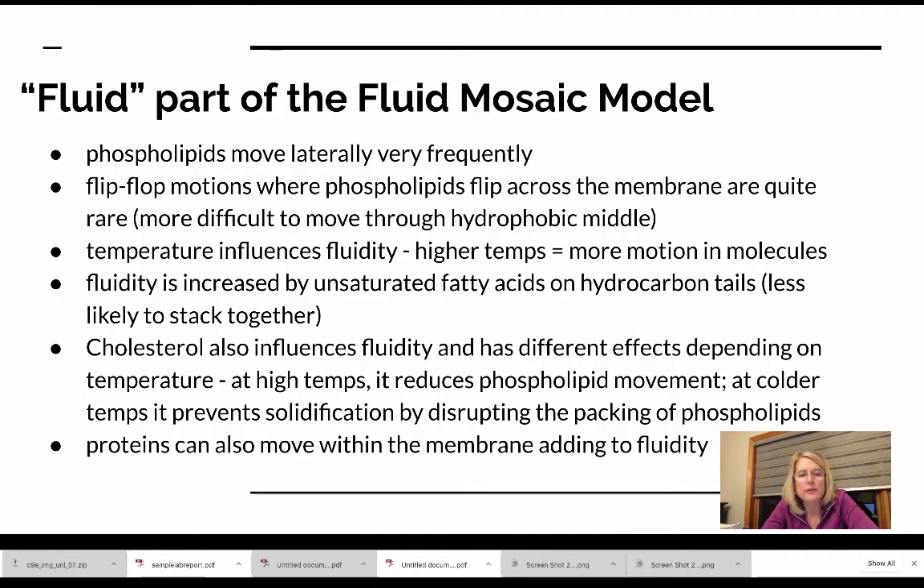Temperature is also going to influence fluidity. So we know about chemistry, about kinetic energy. The higher the temperature, the greater the motion in those molecules. So you increase the temperature, the molecules are going to move around more. So that's going to increase the fluidity of this membrane as well.